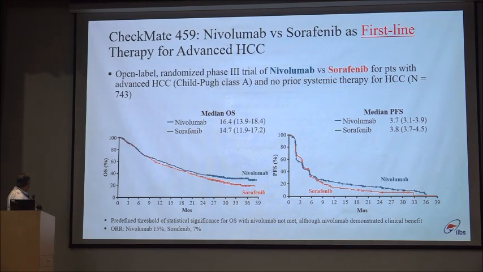Now, the predefined threshold for statistical significance of overall survival with nivolumab was not met, although nivolumab demonstrated clinical benefits. Overall, nivolumab 15% versus sorafenib. It is a failed trial, which is not being used today.